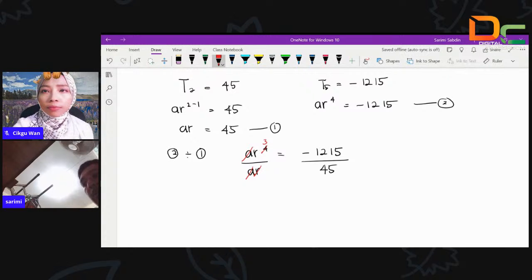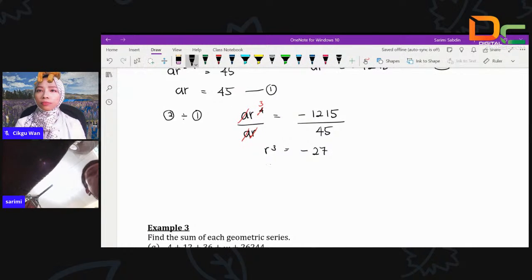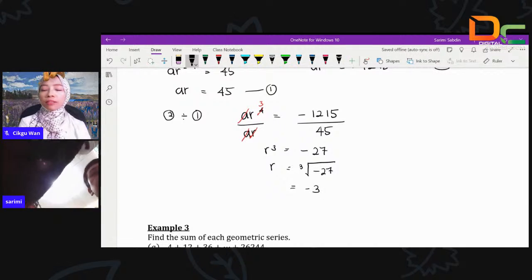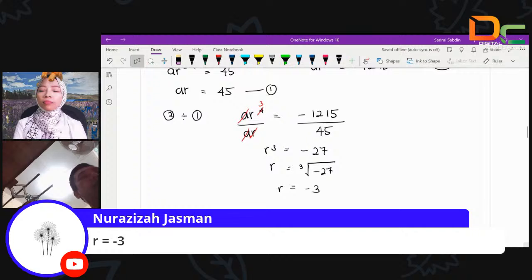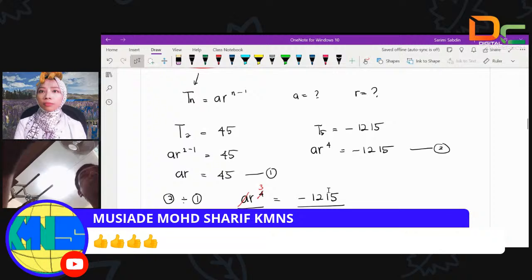So what is left is R cubed at the numerator, and negative 1215 divided by 45 is negative 27. You can calculate using your calculator. So R cubed equals negative 27, and R is the cube root of negative 27, which gives R equals negative 3. So we already have the value of R. R is settled. Now we need to find A.